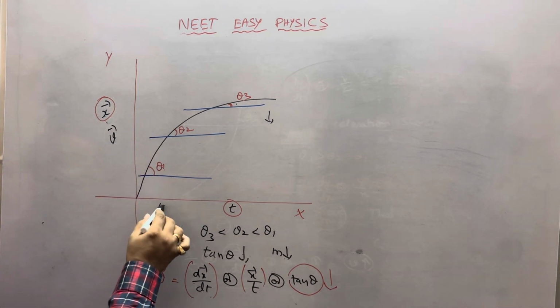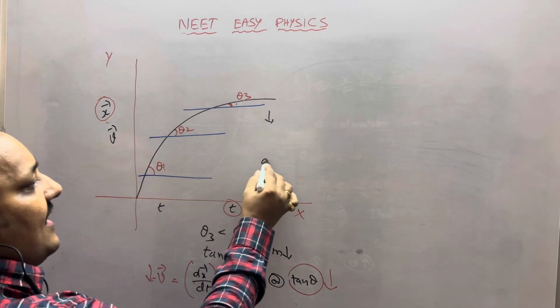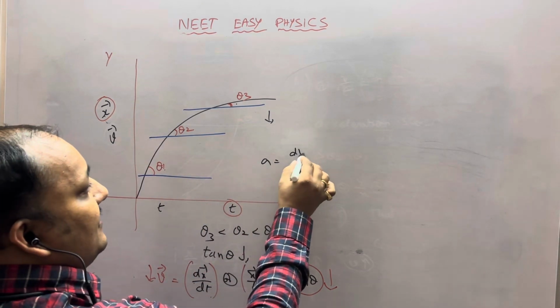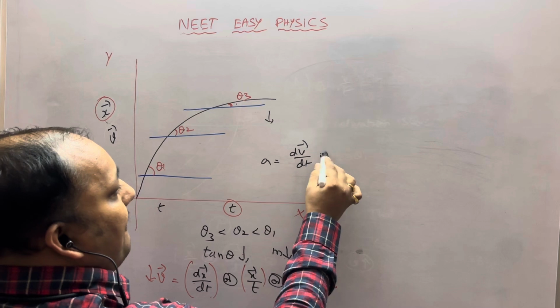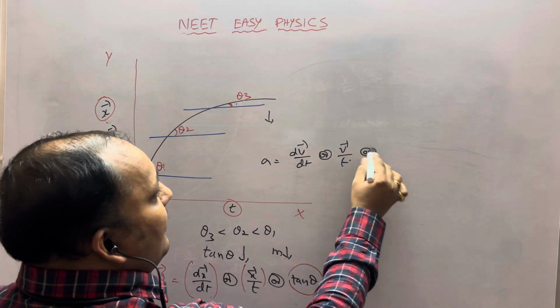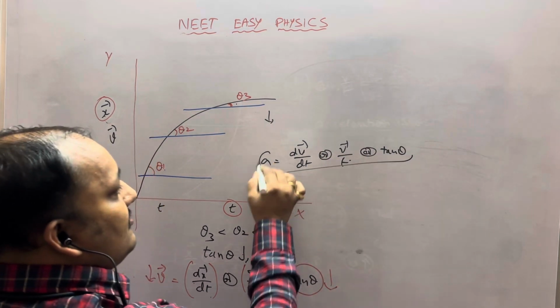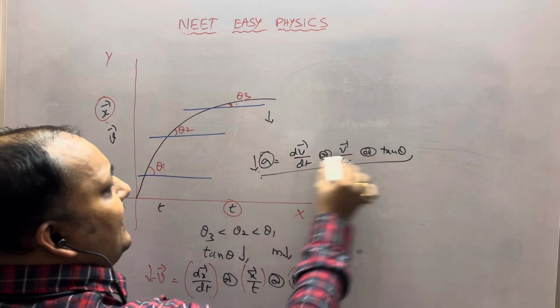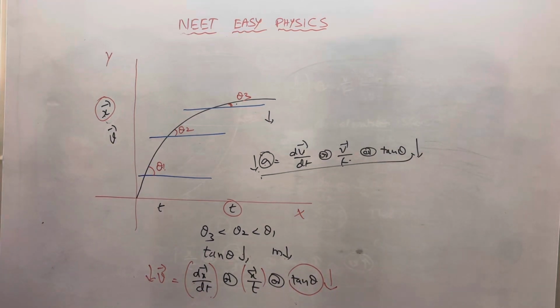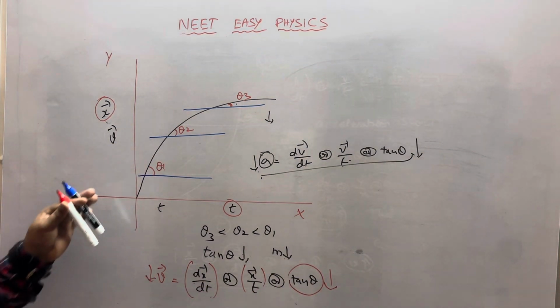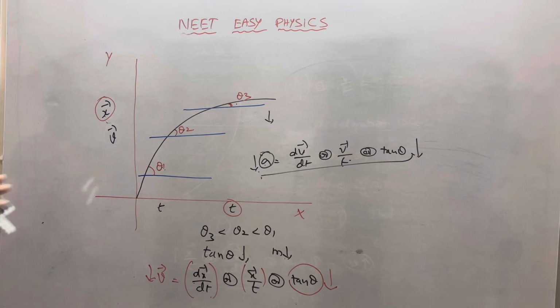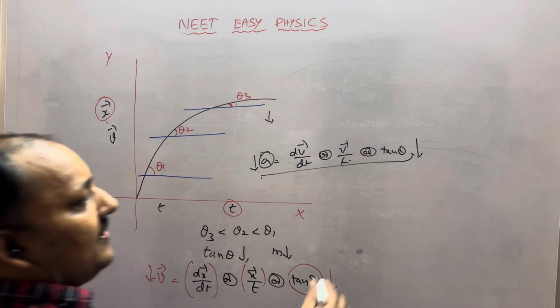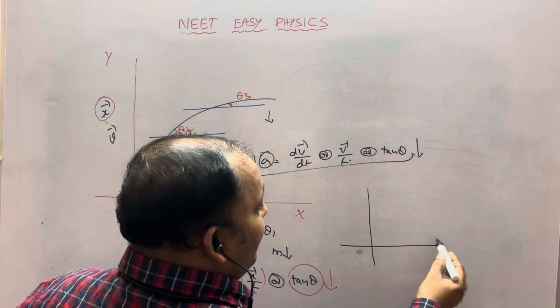Now velocity time graph. The slope of a velocity time graph gives acceleration because a is equal to dv by dt, or velocity by time, or tan theta. So acceleration is going to be decreasing since slope is going to decrease. So increasing slope, decreasing slope, constant slope we have taken. Now in this, sometimes slope will be negative also.